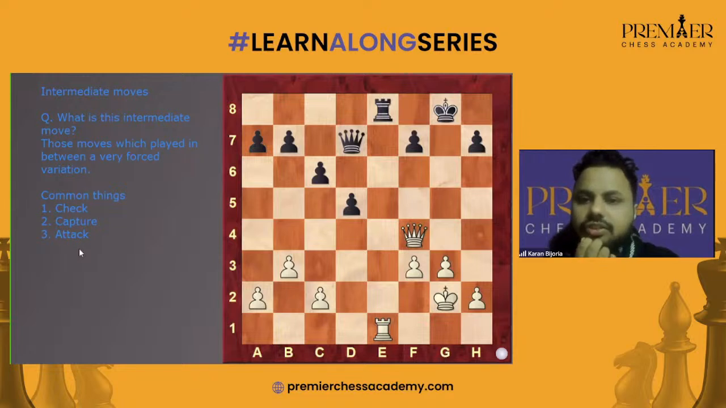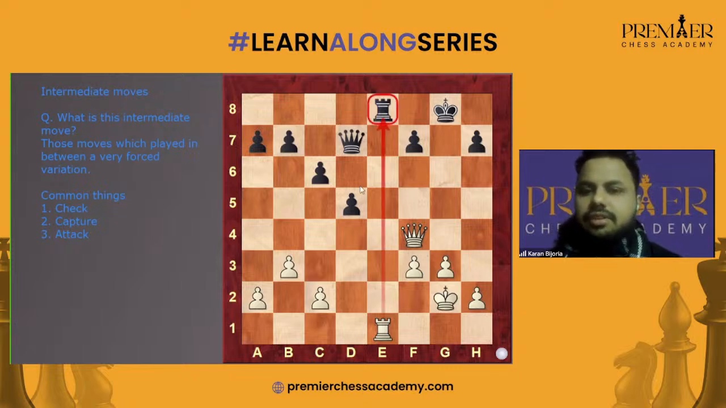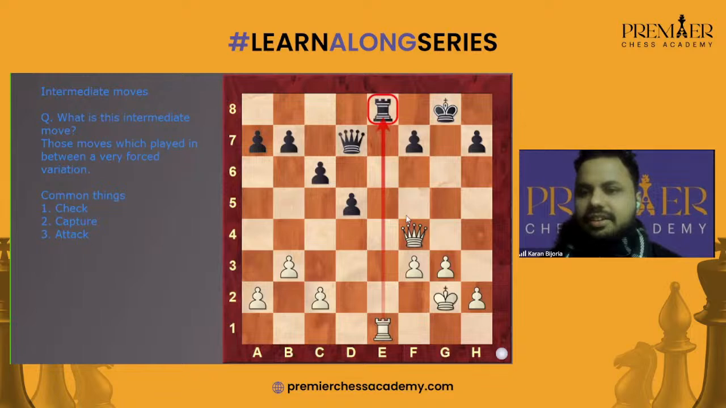Okay. Ask yourself, can you give a check? Yes, sir, we can give a check. So we can give a check by capturing the rook. Very good. If you capture the rook and give a check, the queen will capture. Are you getting any advantage now? No, sir, we do not have any advantage. We can come here, attack the pawn, but you will lose the defense of your king. Okay, sir, that's not a good thing, right? Okay, let's go back. Let's try something else.